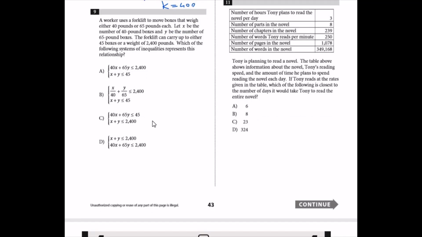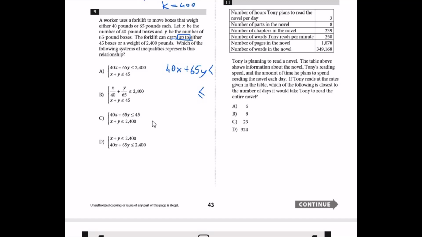Question number 9. A worker uses a forklift to move boxes that weigh either 40 pounds or 65 pounds each. Let x be the number of 40-pound boxes, and let y be the number of 65-pound boxes. The forklift can carry up to either 45 boxes or weight of 2,400 pounds. Which of the following systems of inequalities represents this relationship? Whenever you hear the words up to, it is less than or equal to, because you can carry up to that, but you cannot exceed that.